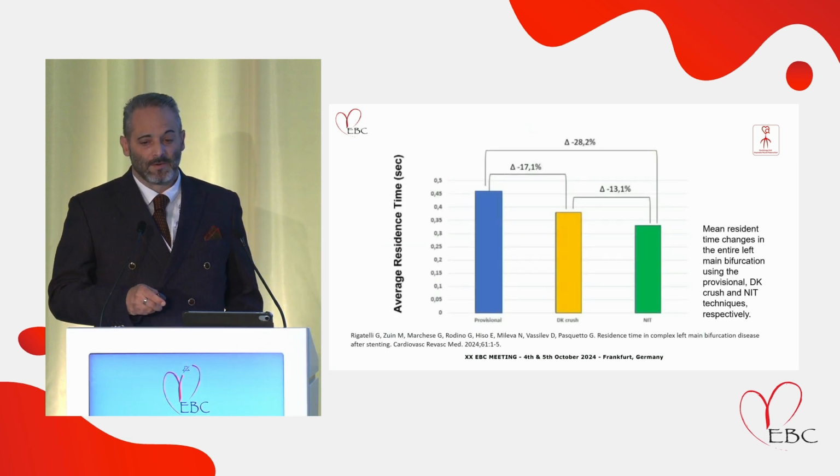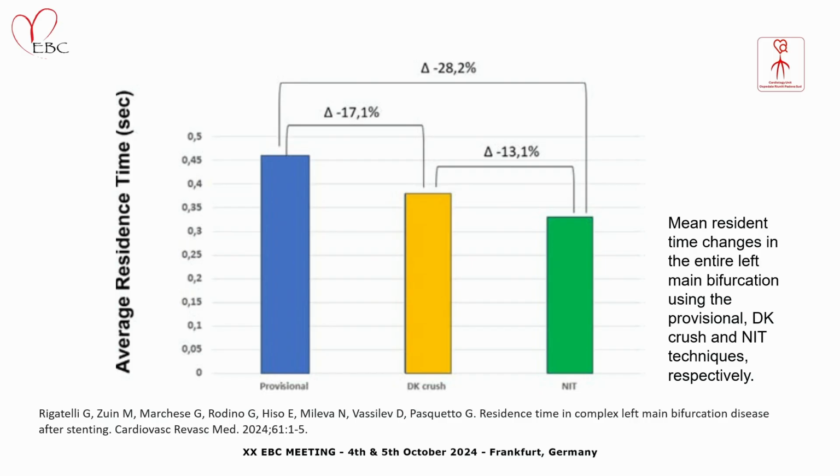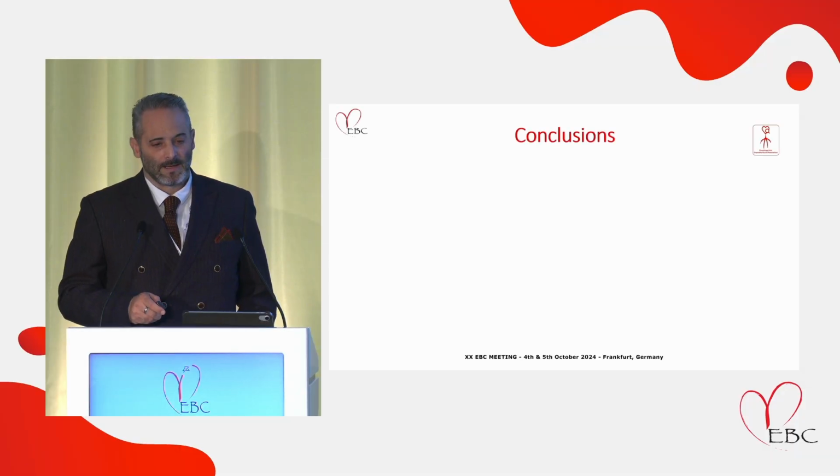This is the mean residence time change in the entire left main bifurcation using the three techniques, and you see again the provisional has got not the best result in complex bifurcation. It's something that surprised me, because when we consider the study, we want to check if provisional has got the best profile also in complex, not only in simple bifurcation. So at the end of the day, I concluded my study here.